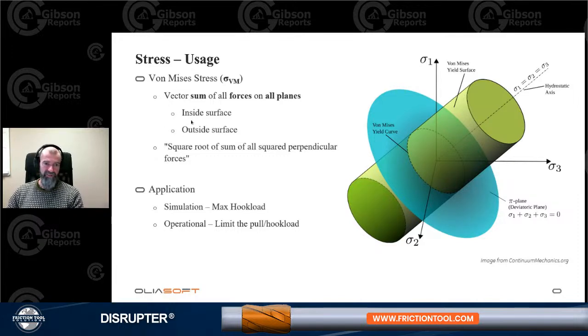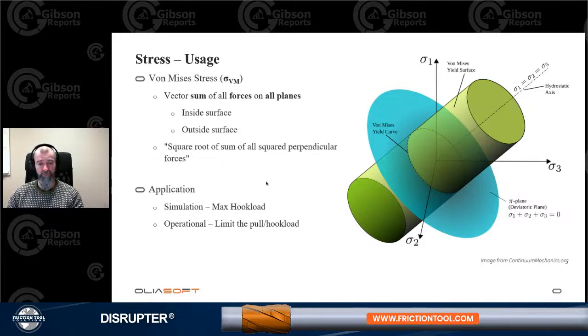So the von Mises stress is basically, in a way, a vector sum, the square root of a squared vector sum. So it comes out as an absolute value. What we use it for, of course, is for simulation. You use it to calculate a maximum hook load.